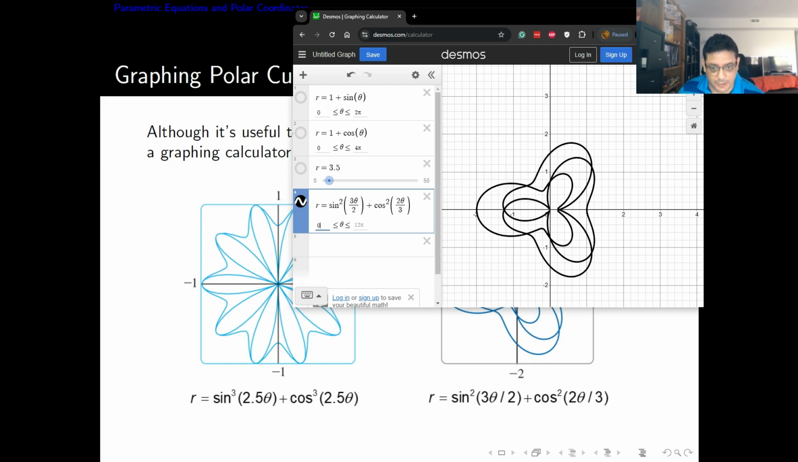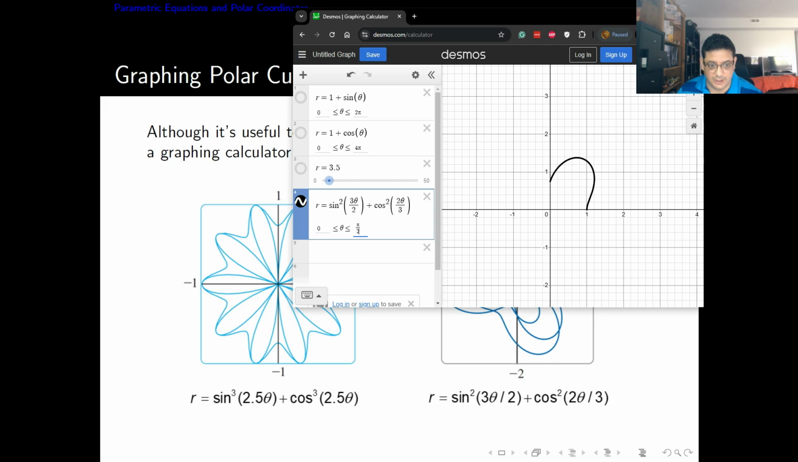So for example, I can go 0 to pi, and 0 to pi is only going to give me this piece. 0 to pi half, you can see how it starts drawing the pieces. I can go to 3 pi half and it's going to go to this. And when I go to 2 pi, it does this. Notice that even getting to 2 pi is not enough to complete this graph.